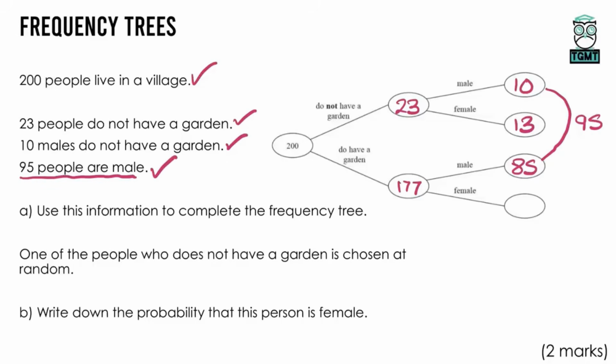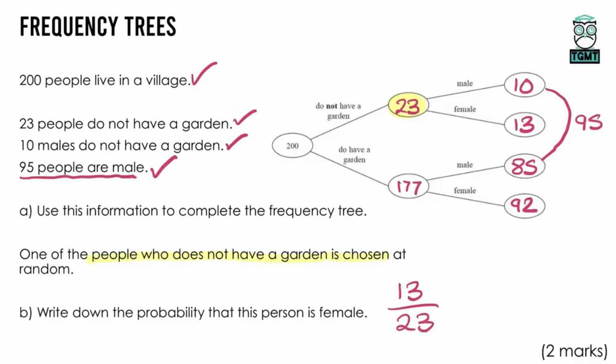There's 177 people that do have a garden, 85 of them are males, so if we take away the 85, that leaves us with 92 in the female circle. And there we go, we've completed the frequency tree. Now it says one of the people who does not have a garden is chosen at random. Now this is really important because it says one of the people who does not have a garden is chosen. So we're only looking at the people who do not have a garden. So it's out of these 23 people. Write down the probability this person is a female. Well, there are 13 females and we're only picking out of those 23, so that's 13 out of 23.